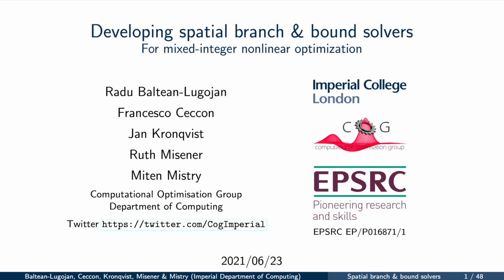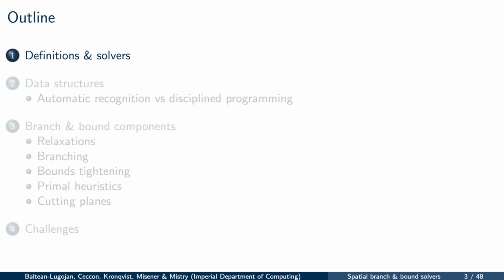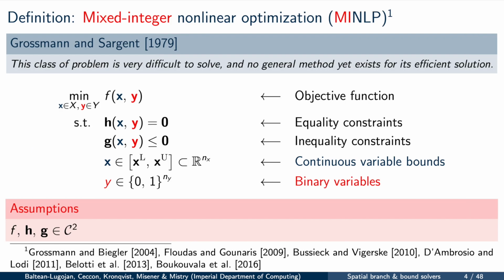I myself am not an expert in MPC, and so what I'm doing is presenting computational mixed integer nonlinear optimization. Hopefully this will aid conversations at the conference itself. I'm going to talk about developing spatial branch and bound solvers. Let's begin with my definitions for what I'll talk about here, and also solver software.